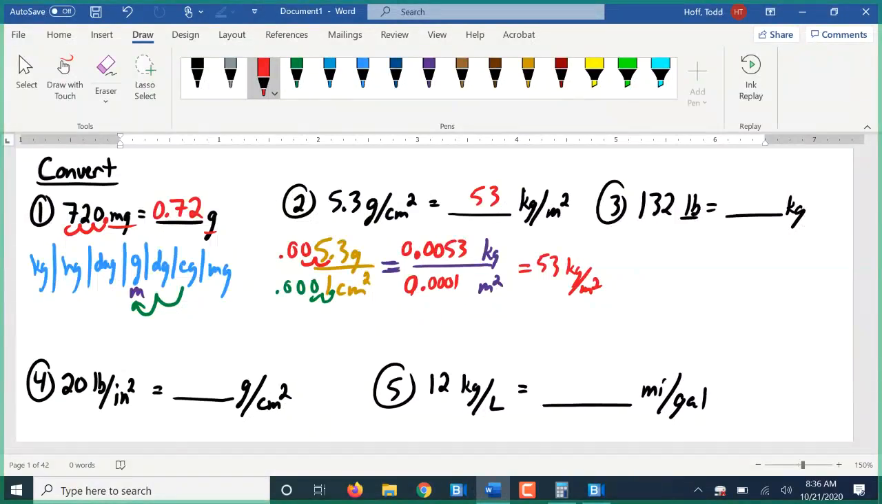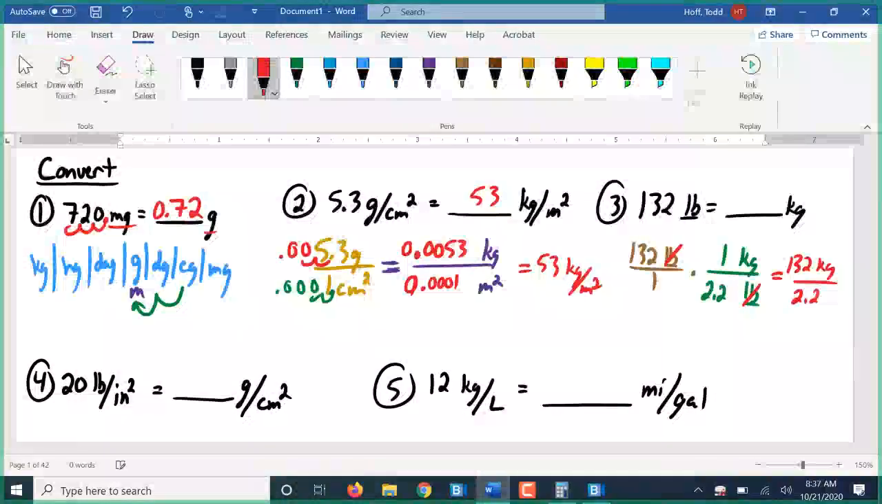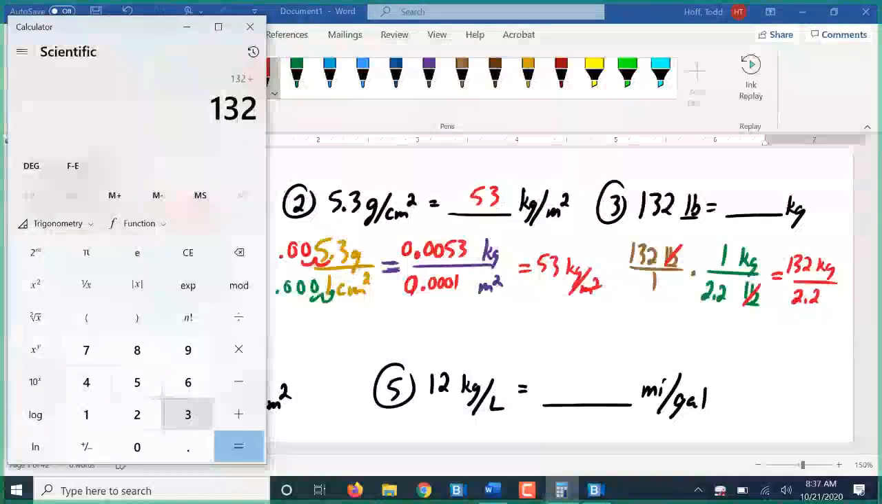Next, I wanted to go between standard and metric a little bit here. So 132 pounds. We'll put that over 1. We do have to use the conversion factors now. We're going to put pounds on the bottom so we can cancel out, kilograms on top. 1 kilogram is 2.2 pounds. So the pounds cancel out. 132 times 1 kilogram is 132 kilograms. 1 times 2.2 is 2.2. 132 divided by 2.2 should be 60, and it is. So that is just 60 kilograms.